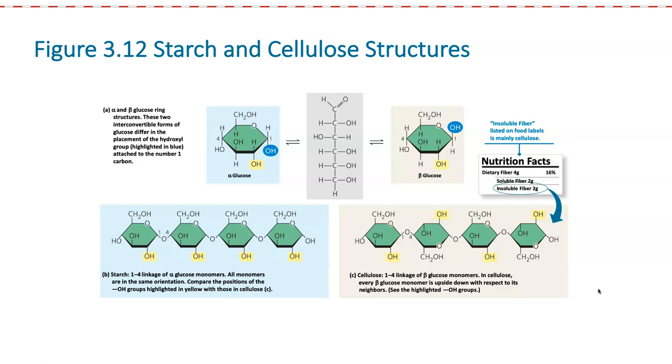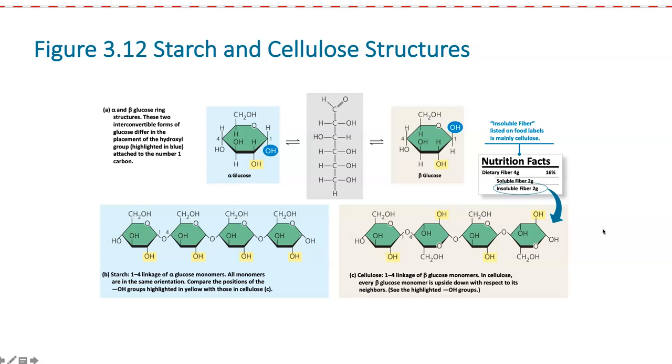For starch, we really have a lot of alpha glucose molecules hooking together in that 1,4 link that I was talking to you about before. In cellulose, we also have a 1,4 link, but those are linkages of beta glucose monomers, and those beta glucose monomers, we have them upside down with respect to its neighbors, so we've got them on different sides, and that's what gives that cellulose a really flat nature.